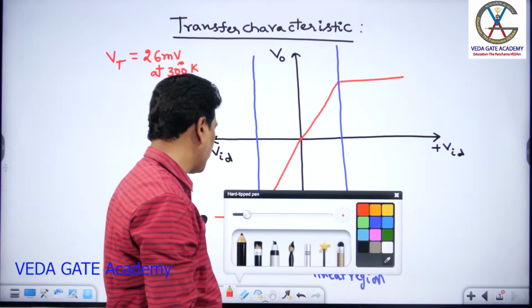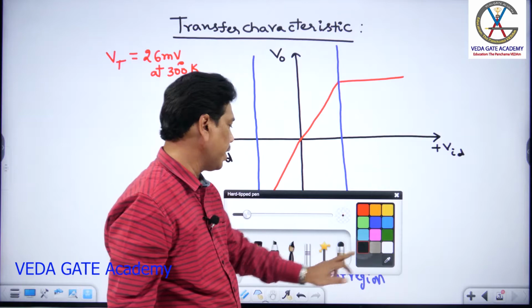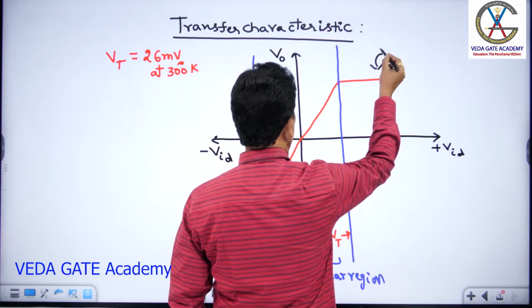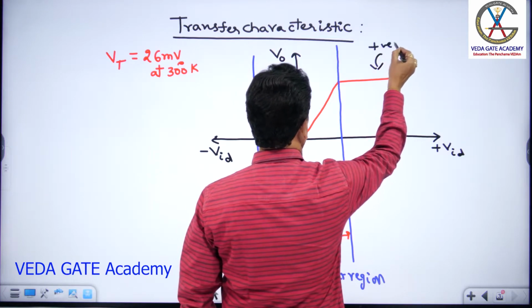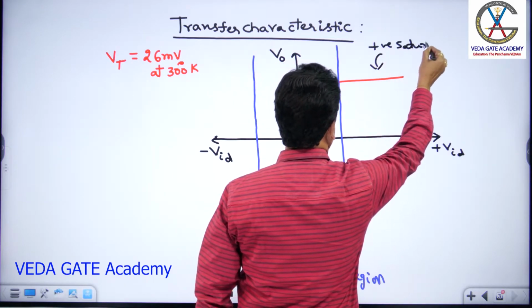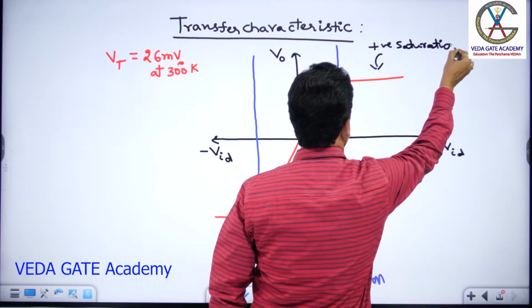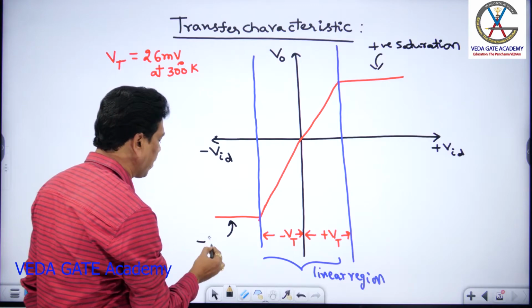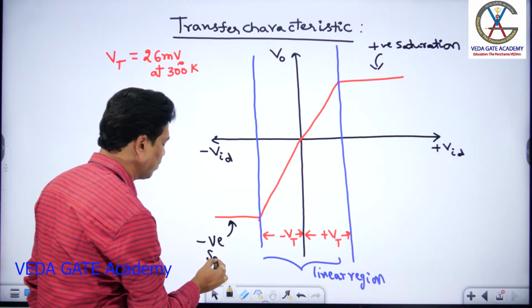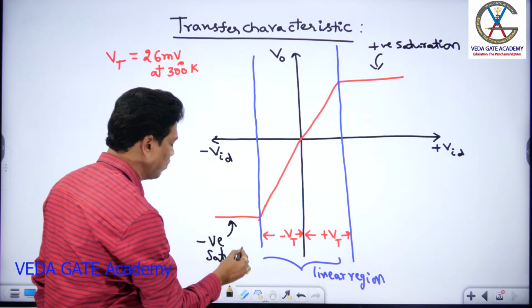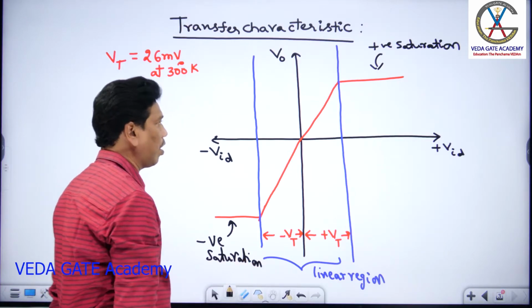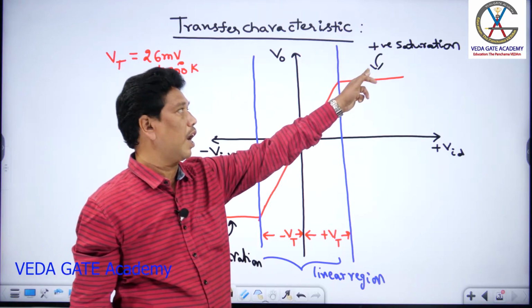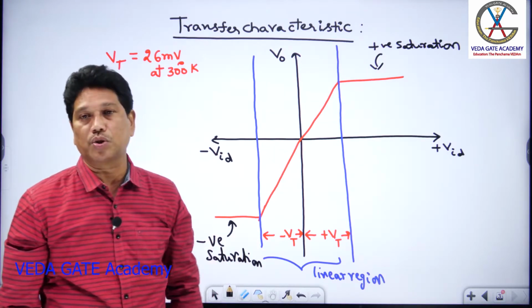In that saturation mode, the output does not respond even if the input changes. This is called the positive saturation area, and this is negative saturation, where the op-amp is used as a switching device. Once the linear region is crossed, the output is clamped at either the positive saturation or negative saturation value.